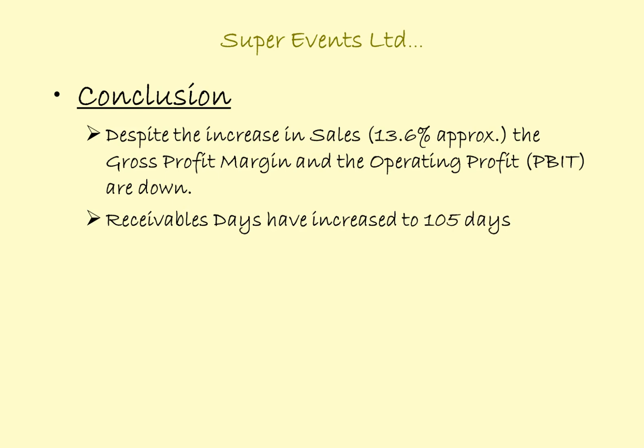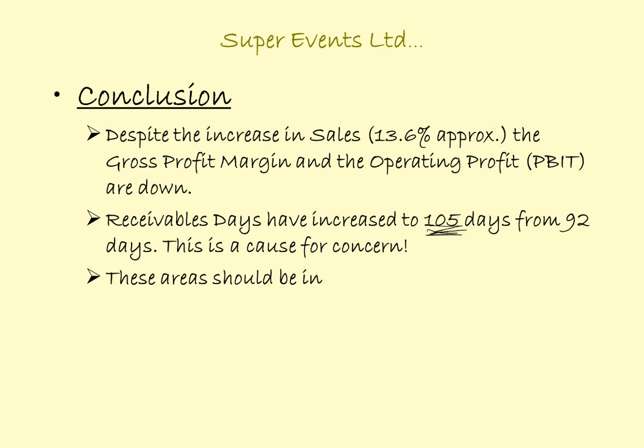And the second thing I think would be quite important to mention is that receivable days have increased to 105 days from 92 days. This is really a cause for concern. People are very slow paying. I mean, if that's the average period, 105 days, are people going to pay at all? Could there possibly be bad debts in there? These are areas that should be investigated. So if I was making a recommendation to Super Events Limited, I would say that these are the two key areas that I think they should look at in detail.